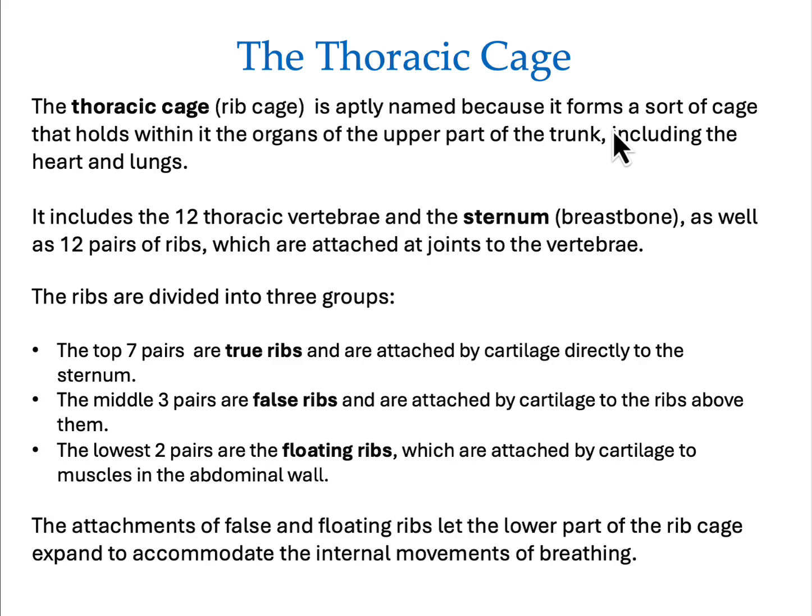The ribs are divided into 3 groups. The top 7 pairs are true ribs and are attached by cartilage directly to the sternum. The middle 3 are false ribs and are attached by cartilage to the ribs above them. The lowest 2 pairs are the floating ribs, which are attached by cartilage to muscles in the abdominal wall. The attachments of false and floating ribs let the lower part of the rib cage expand to accommodate the internal movements of breathing.